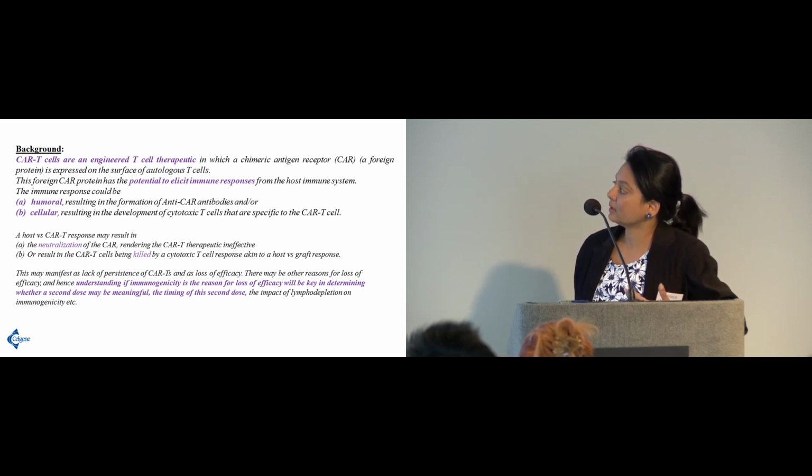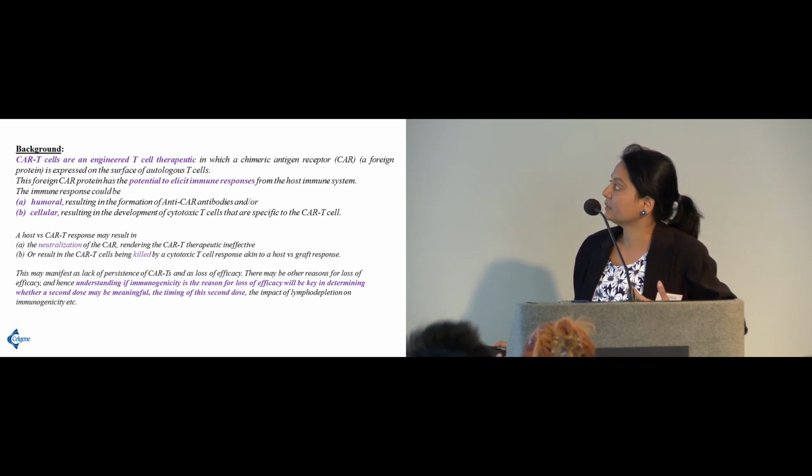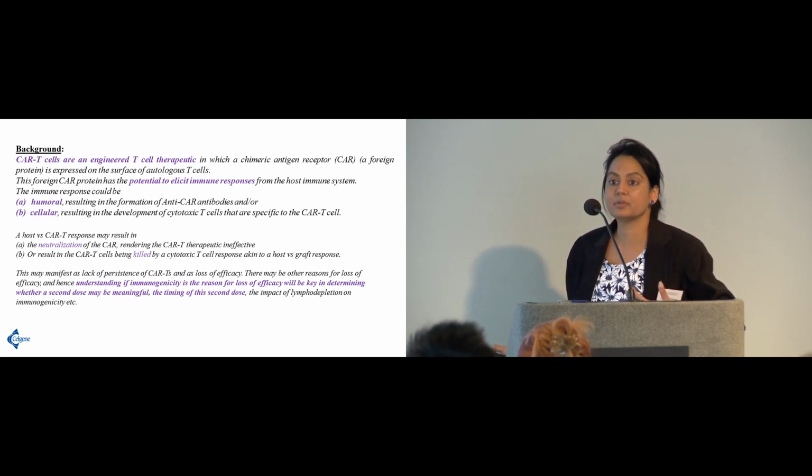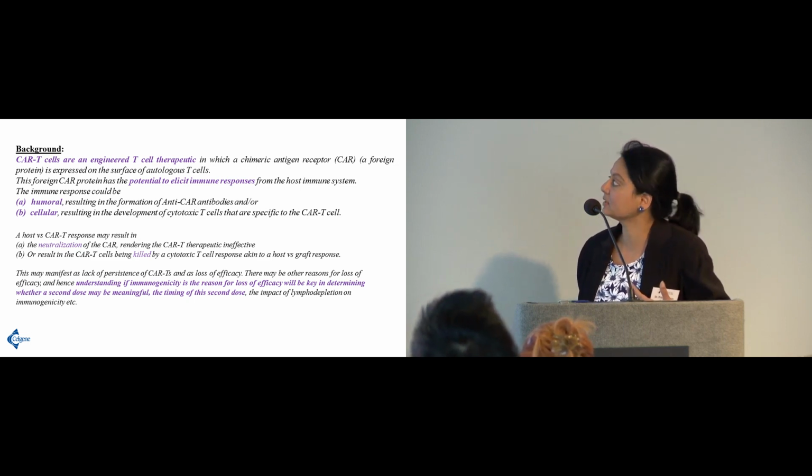The other immune response that we could envision was a cellular immune response resulting in the development of a cytotoxic T cell response against the CAR T cells, so host T cells versus CAR T cells. In this case, we can envision that the CAR T cell numbers actually go down because the CAR T cells are being killed by the cytotoxic T cells.